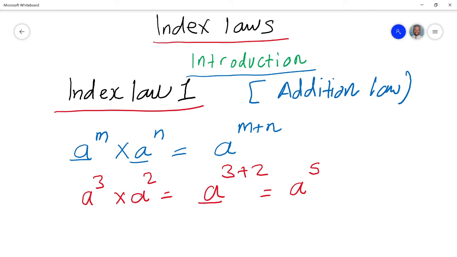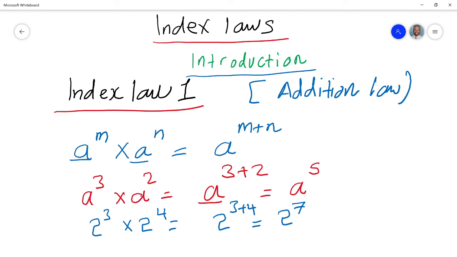Let me give you another simple example. Suppose you've got 2 to the power 3 times 2 to the power 4. That now becomes 2 to the power 3 plus 4, and that becomes 2 to the power 7. All we've done is ask ourselves, is the base the same, which is 2? Yes, it is. Are we multiplying them? Yes. So therefore, you add your powers. So that is index law number 1.